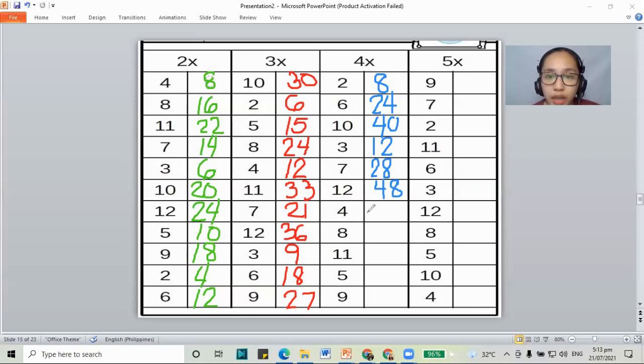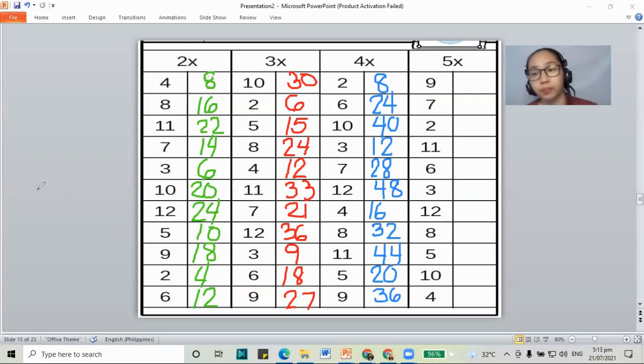You get 4 times 4, this is 16. 4 times 8, this is 32. 4 times 11, this is 44. 4 times 5, this is 20. 4 times 9, you get 36.